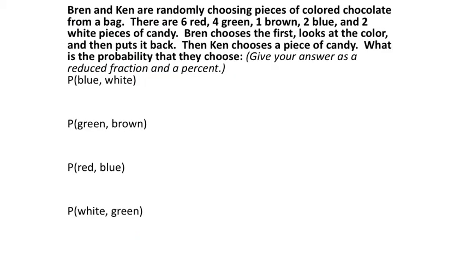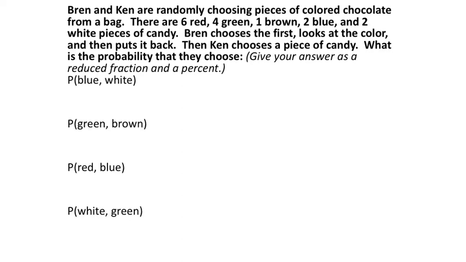Bren and Ken are randomly choosing pieces of colored chocolate from a bag. There are 6 red, 4 green, 1 brown, 2 blue, and 2 white pieces of candy. Bren chooses the first, looks at the color, then puts it back. And Ken chooses a piece of candy. What is the probability they choose these particular orders?